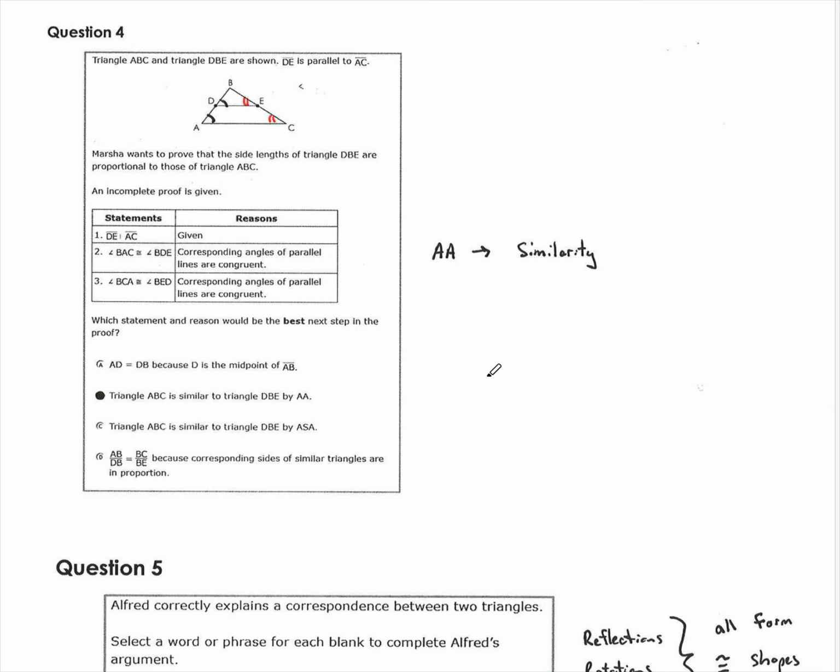Remember, angle proves similarity. If you know two triangles have the same two angles, well, then they have to have the third angle the same, because the angles have to add up to 180. And once you know that, then you know they have to be similar. Angle proves similarity. Again, it does not prove congruence. It proves triangles are similar, which means they have the same angles and their sides are proportional.